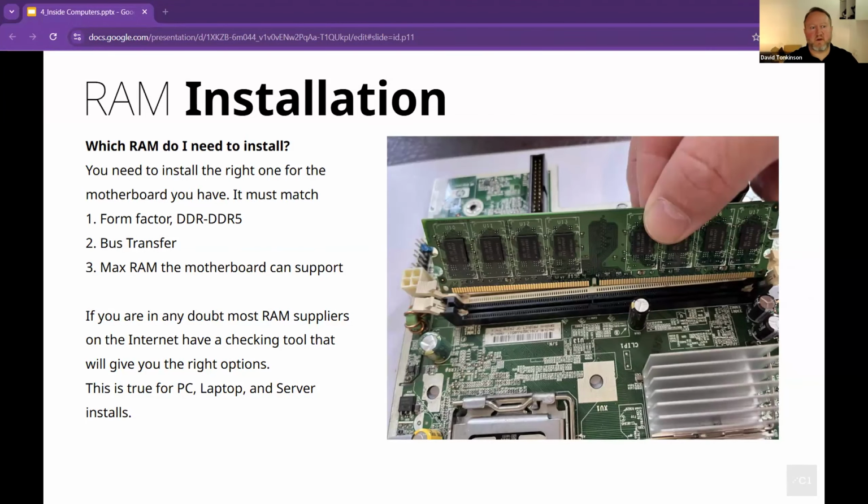You'll be able to find details about these items. So there's the form factor. Is it DDR5 or is it DDR, which version is it? How many pins does it have? The number of pins will normally correlate to the notches in it, so it will prevent you putting the wrong one into the wrong place. We need to make sure it has the right bus transfer, and the maximum RAM the motherboard can support. Not all motherboards are built the same.